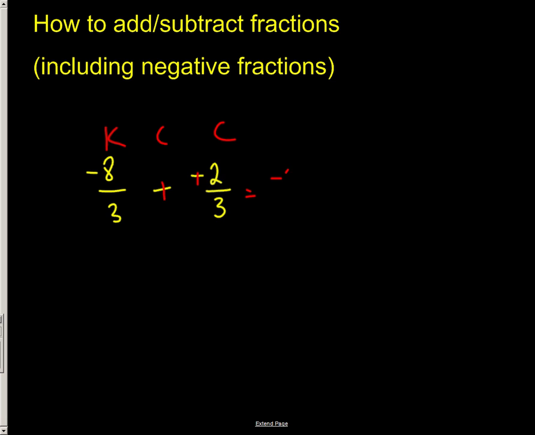So now it's -8 plus +2. So the numerator is -8 plus 2, and the denominator is +3. We have mixed signs, and we're adding, so 8 minus 2 is 6. Which one has the greatest absolute value? It's negative, so this would need to be a negative, -6/3.